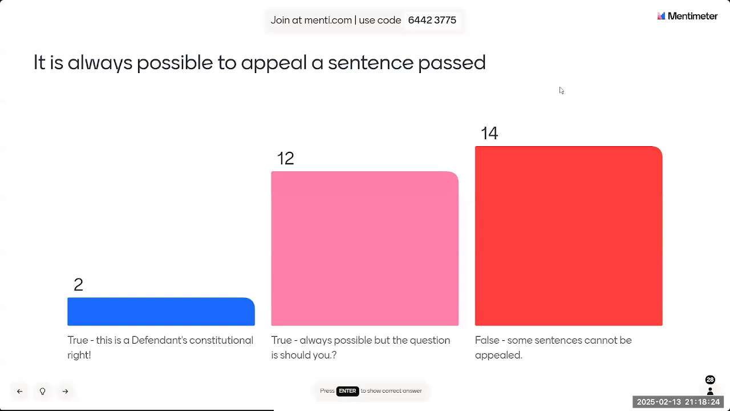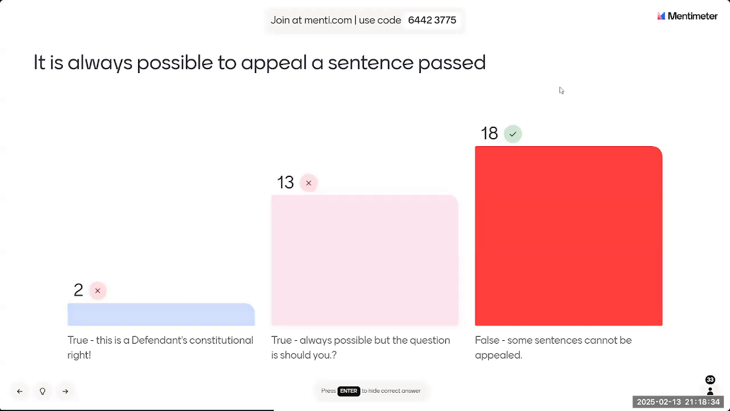Can he appeal his sentence? Say, I've got good mitigating factors. I'm just young, in health. False. Some sentences cannot be appealed, right? Because they're fixed. No ability to appeal a fixed sentence.